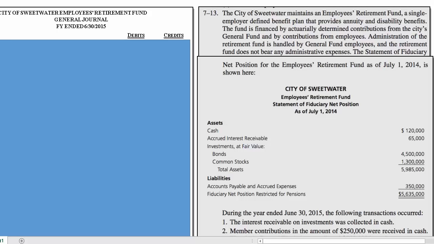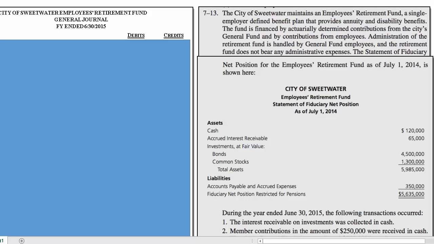Okay, let's take a look at problem 7-13, and we're going to look at the first part where they're going to ask us to put together the journal entries relating to the City of Sweetwater Employees Retirement Fund. Now, you may want to watch this presentation full screen so that it's legible for you. The information is on the right part of the screen, and on the left side is where we'll show the journal entries.